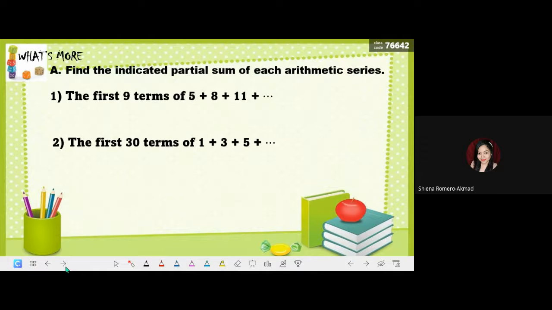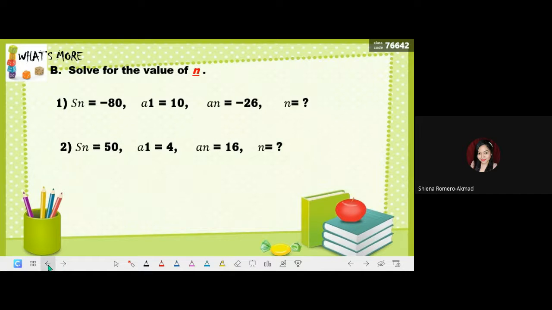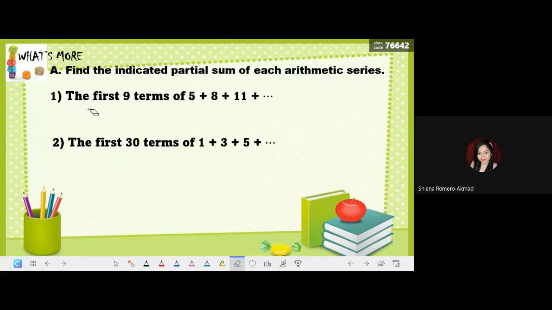So, gamit tayo dito. Ito, first 9 terms, 30 terms. Ay, hindi binigay. So, dito sa number 1, as you can see, first 9 terms yung kailangan natin. Kung first 9 terms, dapat present lahat yung 9. Kaya lang, nakita niyo, 1, 2, 3. Tatlo. So, asan yung susunod? Binigay ba? Hindi po.